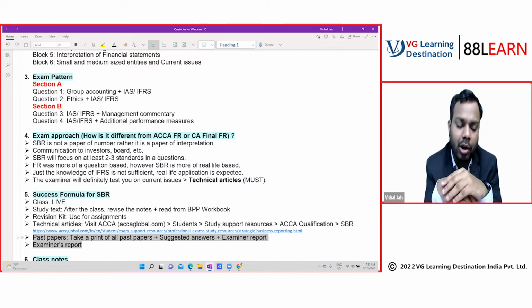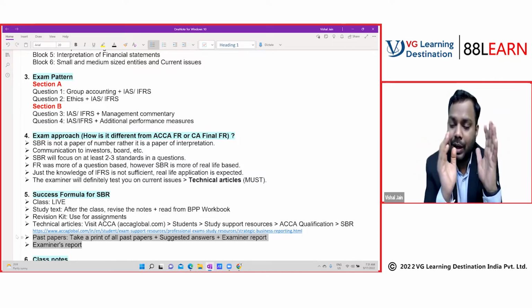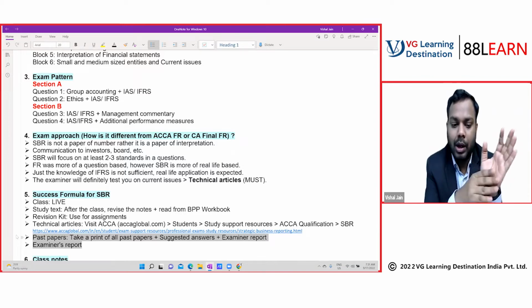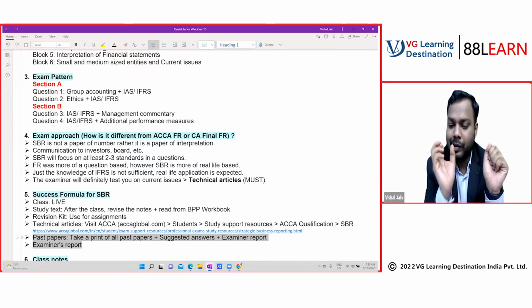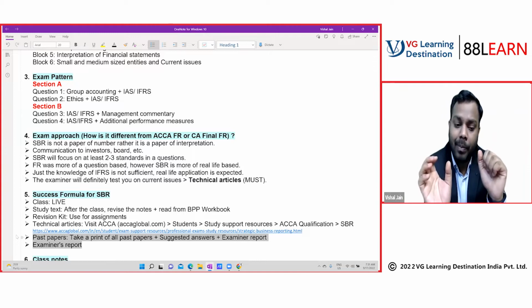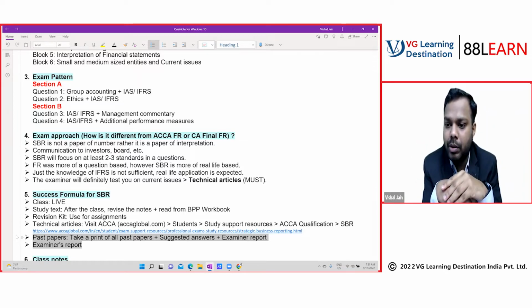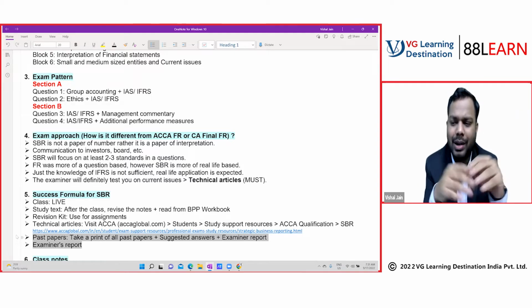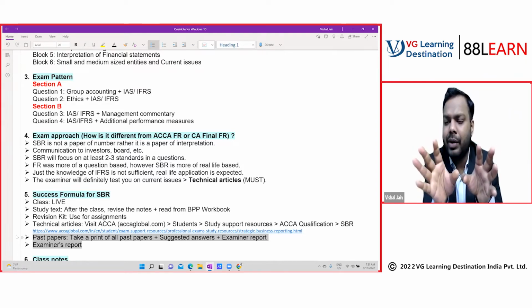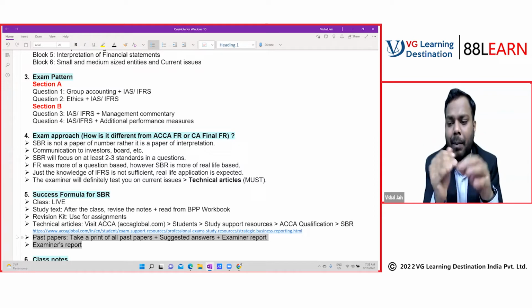But you should keep things ready with you. So take a print of all the past papers, suggested answers and the examiner report. How it will help, I will discuss definitely with you. There are answers that are a little different for country specific, but yes, in India we follow the international version.